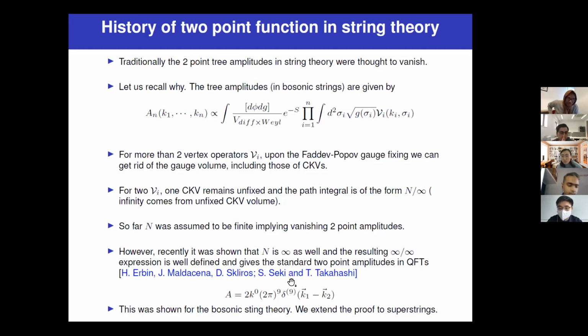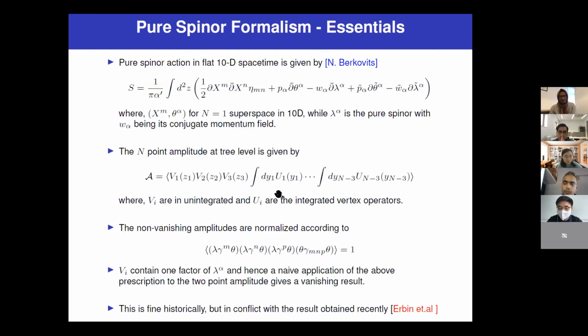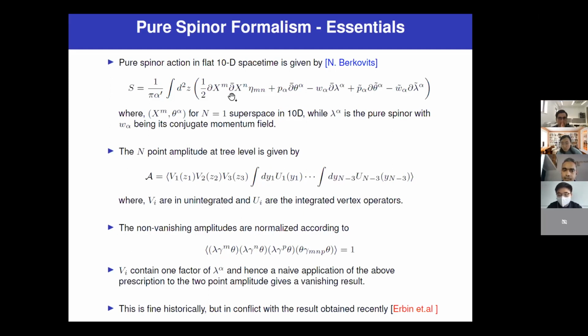This, however, was done for the bosonic strings. We extend the proof to superstrings. Let us quickly recall some essentials of the pure spinor formalism, which is given by this action. Here, x and theta form N equal to 1 superspace in 10 dimensions, while lambda is the pure spinor, with w alpha being its conjugate momentum field.